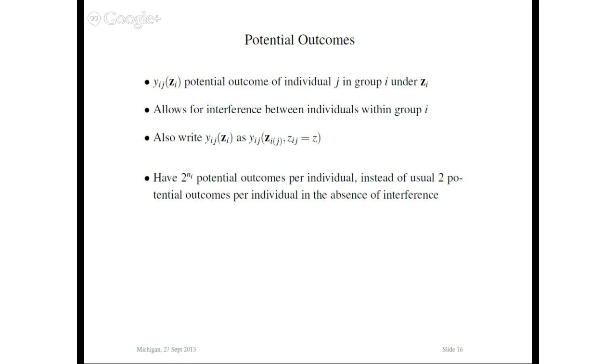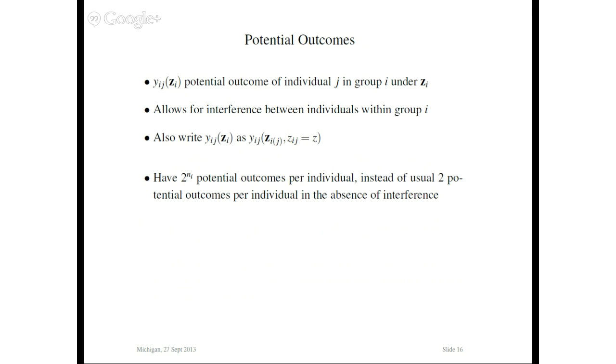Okay, now the potential outcomes. Remember before it was sufficient just to write down a pair. But because we're allowing for partial interference, we're allowing for interference between individuals within a group, now an individual's potential outcome can depend not only on their own treatment assignment, but on the vector of treatment assignments for everybody else in their group. So we write the potential outcomes more generally this way. It's now a function of that whole entire vector. And you'll note it does not depend on the vector of treatment assignments for other groups not equal to i, because of the partial interference assumption.